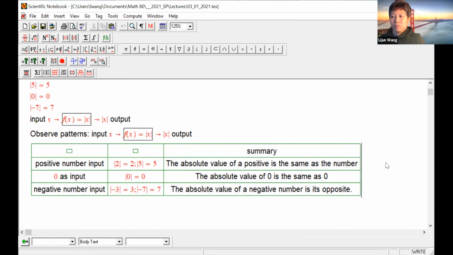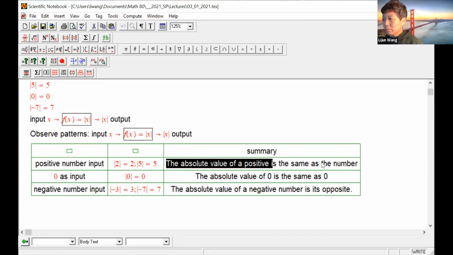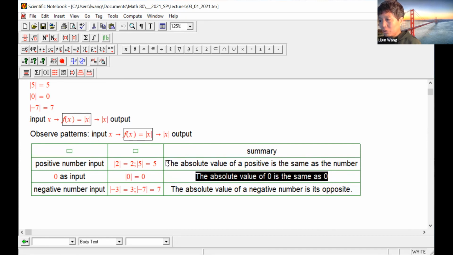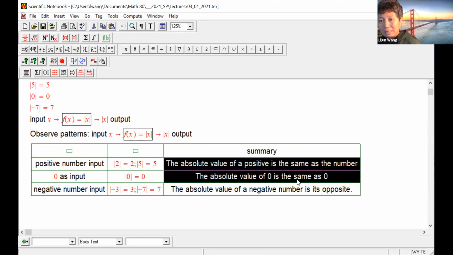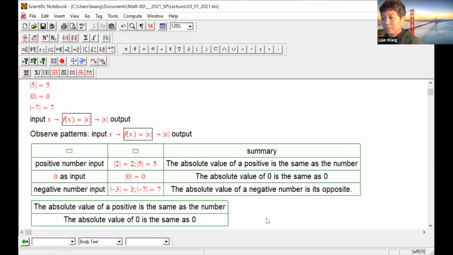Yes. Okay. But if you look at the first one, the absolute value of a positive number is the same as the number, and the absolute value of 0 is the same as 0. These 2 sentences actually can be combined. Do you think so? How do I combine these 2 into one sentence?